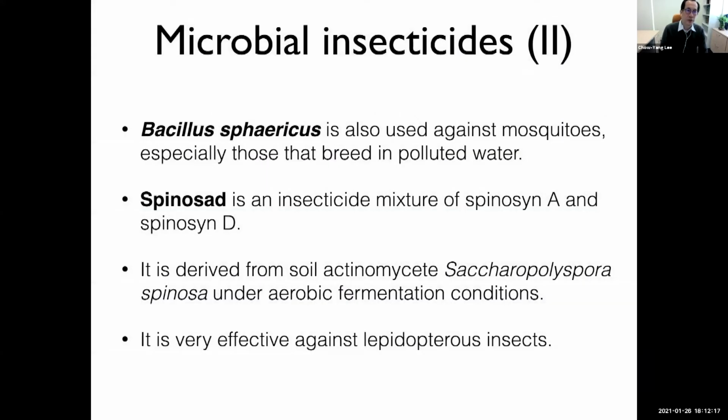Of course, Bacillus sphaericus is also used against mosquitoes, especially those such as Culex and Mansonia that breed in polluted water. Okay, spinosad, on the other hand, is in the group of spinosyns. This is an insecticide mixture of spinosyn A and D, and it is derived from soil actinomycetes under aerobic fermentation conditions.